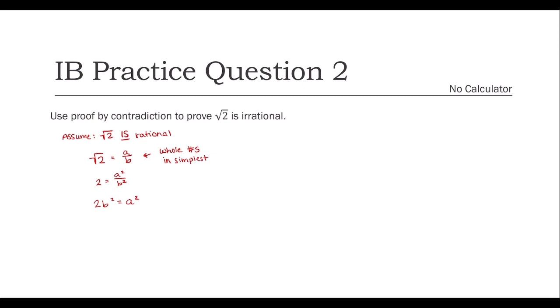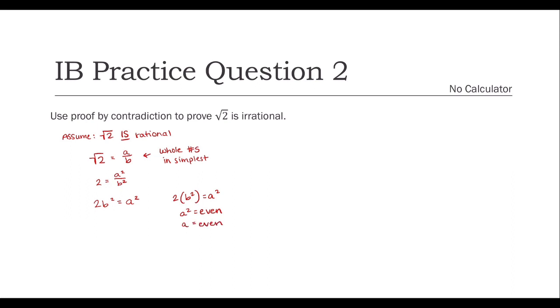So because our fraction was in simplest form, that means that a and b can't both be even. Because if they were both even, then it could be simplified more. So a squared equals 2b squared. So 2 times some number b squared equals a squared. And because it's 2 times something, that means a squared is even. So anything squared is a number times itself, and an odd number times an odd number is always an odd number. So we know that a has to be even.